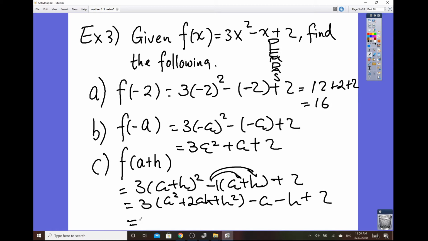For the rest of this, we just need to expand it, multiply it out, so we do have 3a squared plus 6ah plus 3h squared, and then minus a minus h, and then plus 2. Now it looks like there's no like term here, so that means nothing we can combine, so we just leave the answer like that: 3a squared plus 6ah plus 3h squared minus a minus h plus 2.